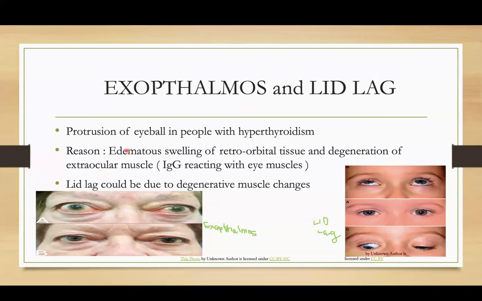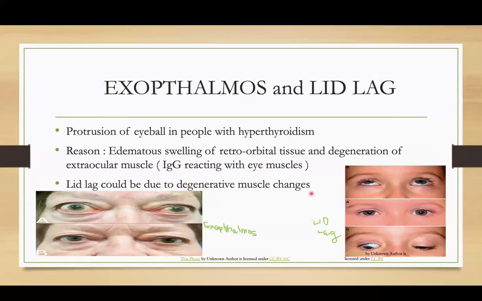And the reason for this is you're going to have edematous swelling of retroorbital tissue, which means swelling of the tissue behind the eye, and you're going to have degeneration of the extraocular muscle. So the muscles around the eye are going to degenerate, and then you're going to have swelling behind the eye, and both of these factors are going to push the eye outwards, right? And the degeneration is because of some IgGs reacting with eye muscles. IgGs are basically a type of antibody that react with the muscles and destroy them, which causes this. This is commonly seen in Graves' disease. You're going to have these IgG antibodies in addition to the TSI, thyroid stimulating immunoglobulins, right?